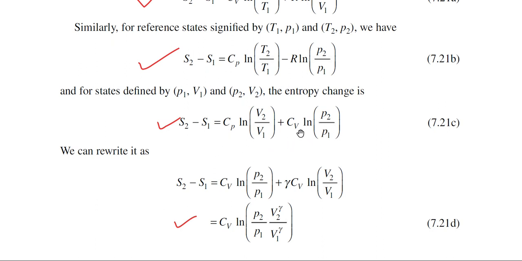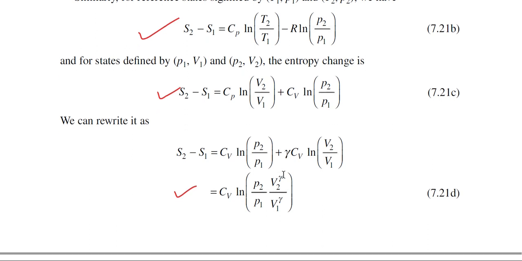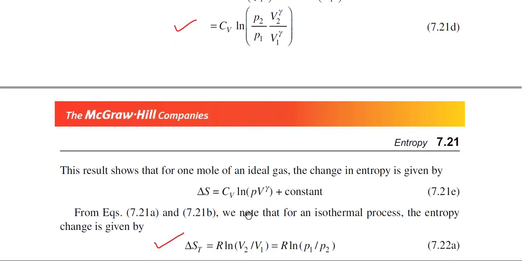this particular formula may also be written in this format, that is Cv ln P2 V2 to the power gamma by P1 V1 to the power gamma, or in general delta S is equal to Cv ln P V to the power gamma plus constant. So both formulas can be used.